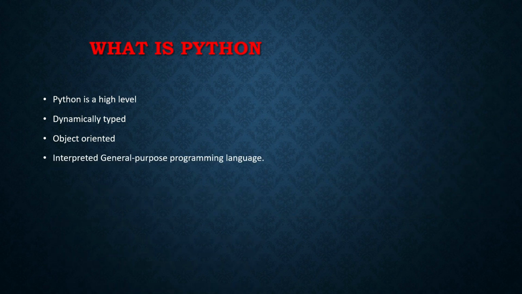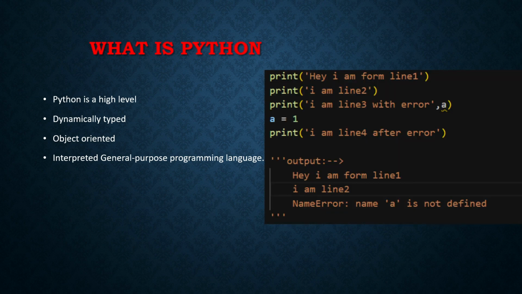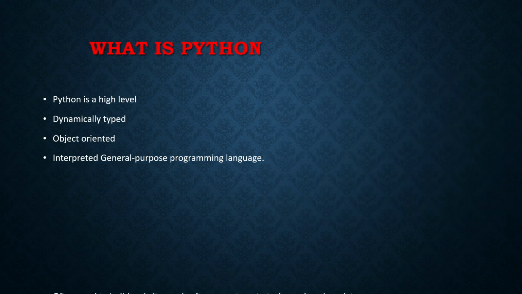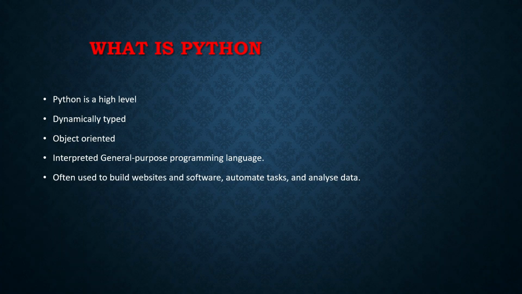Now Python is an interpreted general purpose programming language. We call Python an interpreted language because in Python the program execution takes place line by line. Whenever a program comes with an error, the program gets terminated. It is often used to build websites and software, to automate tasks and analyze the data.